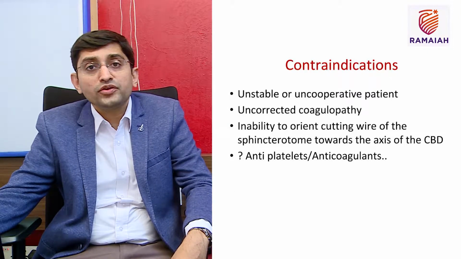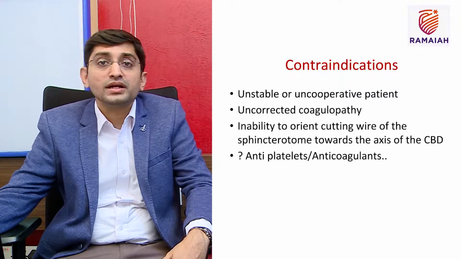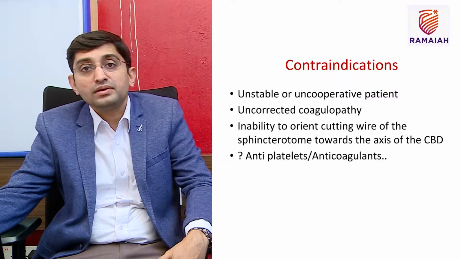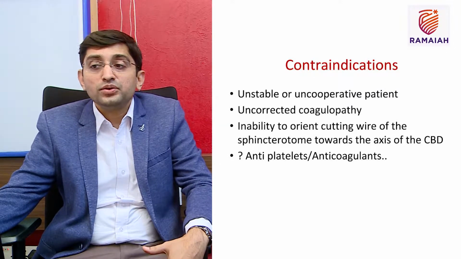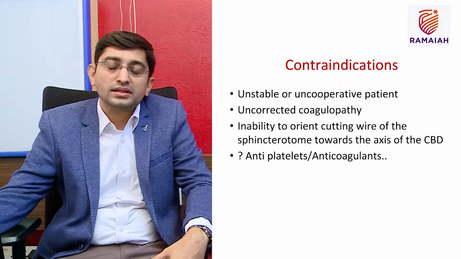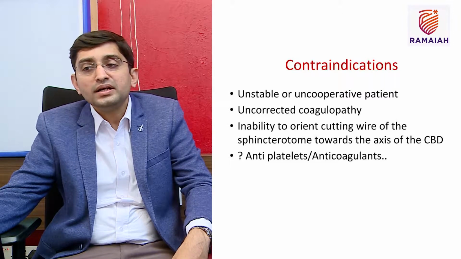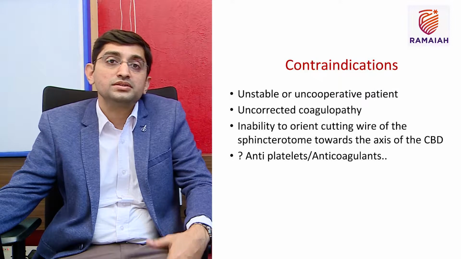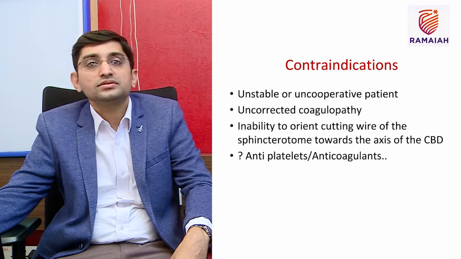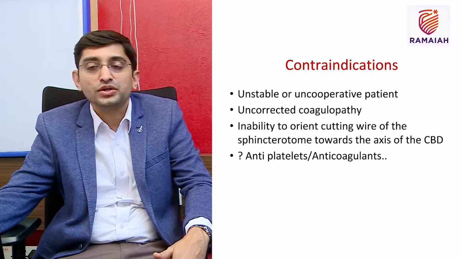In what conditions are you not going to do sphincterotomy? In an unstable or uncooperative patient, or a patient whose coagulopathy is not correctable, inability to orient the cutting wire in the direction of the bile duct, or if the person is on antiplatelets or anticoagulation. We always need to look at why the patient is on antiplatelets or anticoagulation. Can we stop it safely or not?